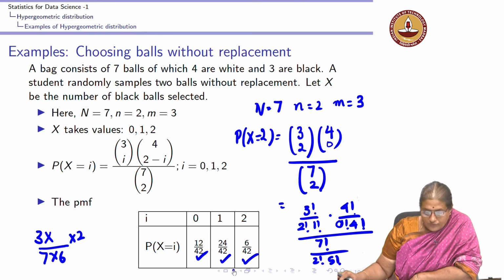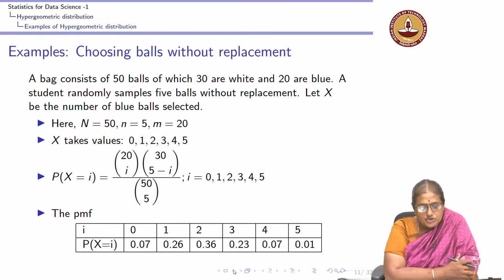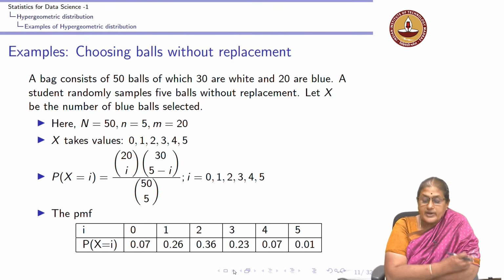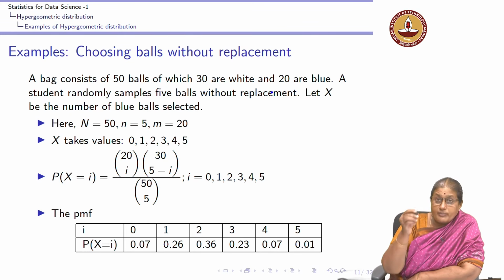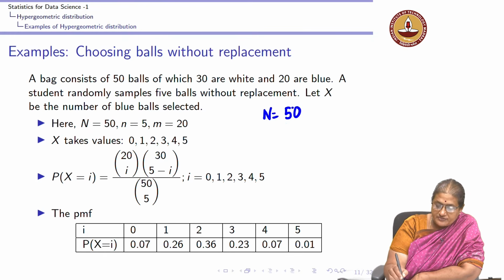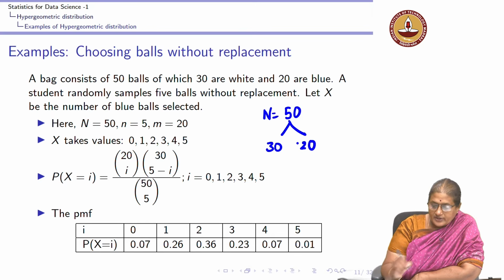Now, let us look at a few more examples where we are choosing where the hypergeometric distribution can be applied. I have a bag consisting of 50 balls, 30 are white and 20 are blue. So, again if I go back to my framework, I know I have this capital N which is 50, 30 are of one type, 20 are of another type.